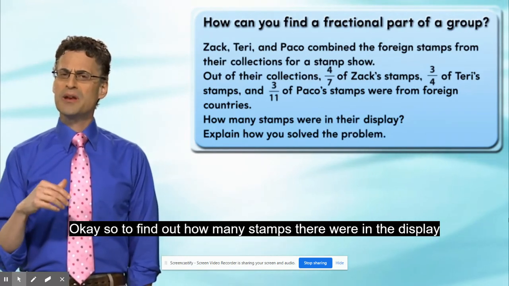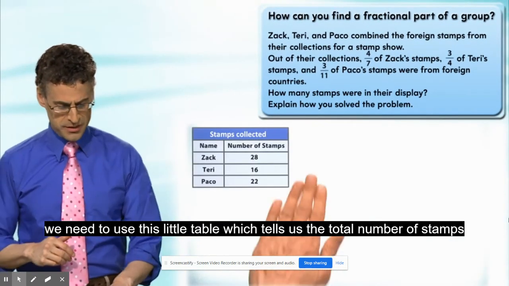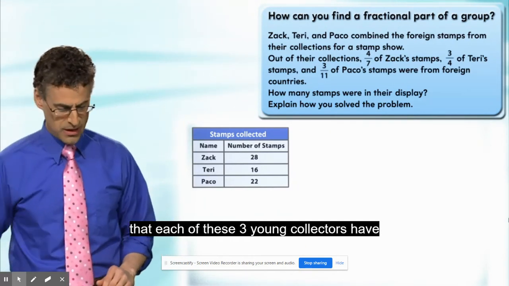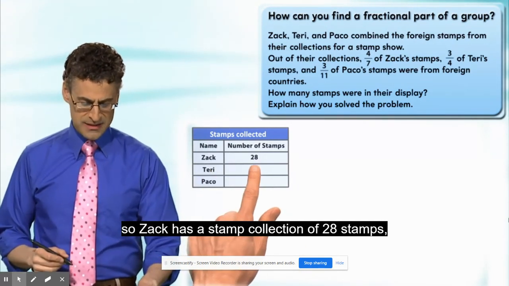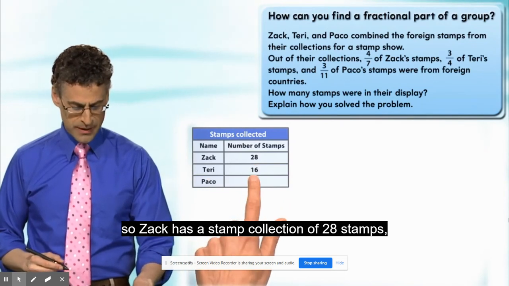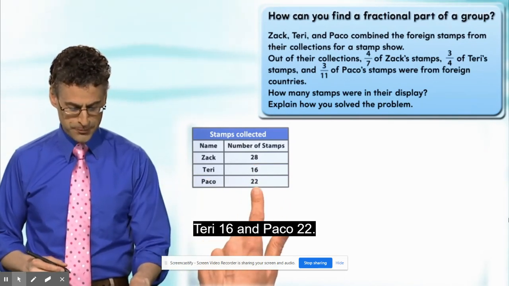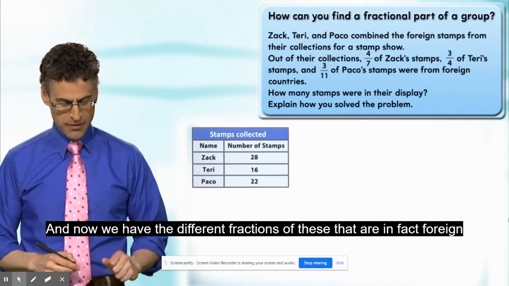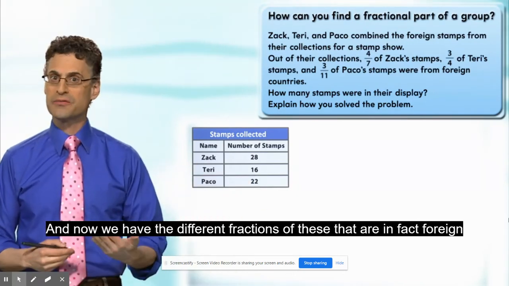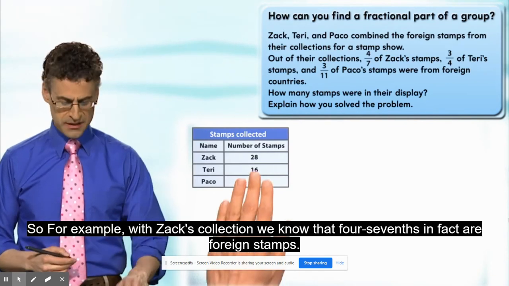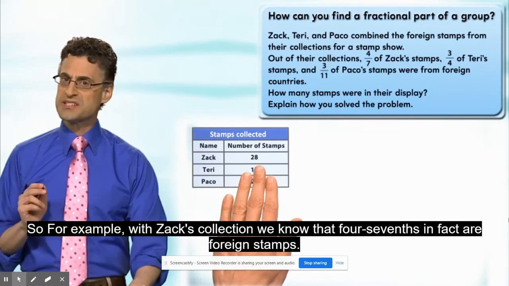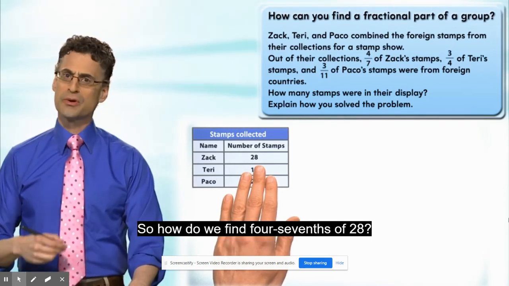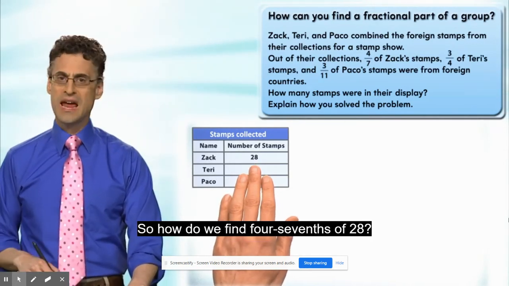Okay, so to find out how many stamps there were on display, we need to use this little table, which tells us the total number of stamps that each of these three young collectors have. So Zach has a stamp collection of 28 stamps, Terry 16, and Paco 22. And now we have the different fractions of these that are in fact foreign, and we have to figure them out. So for example, with Zach's collection, we know that 4/7 in fact are foreign stamps. So how do we find 4/7 of 28?